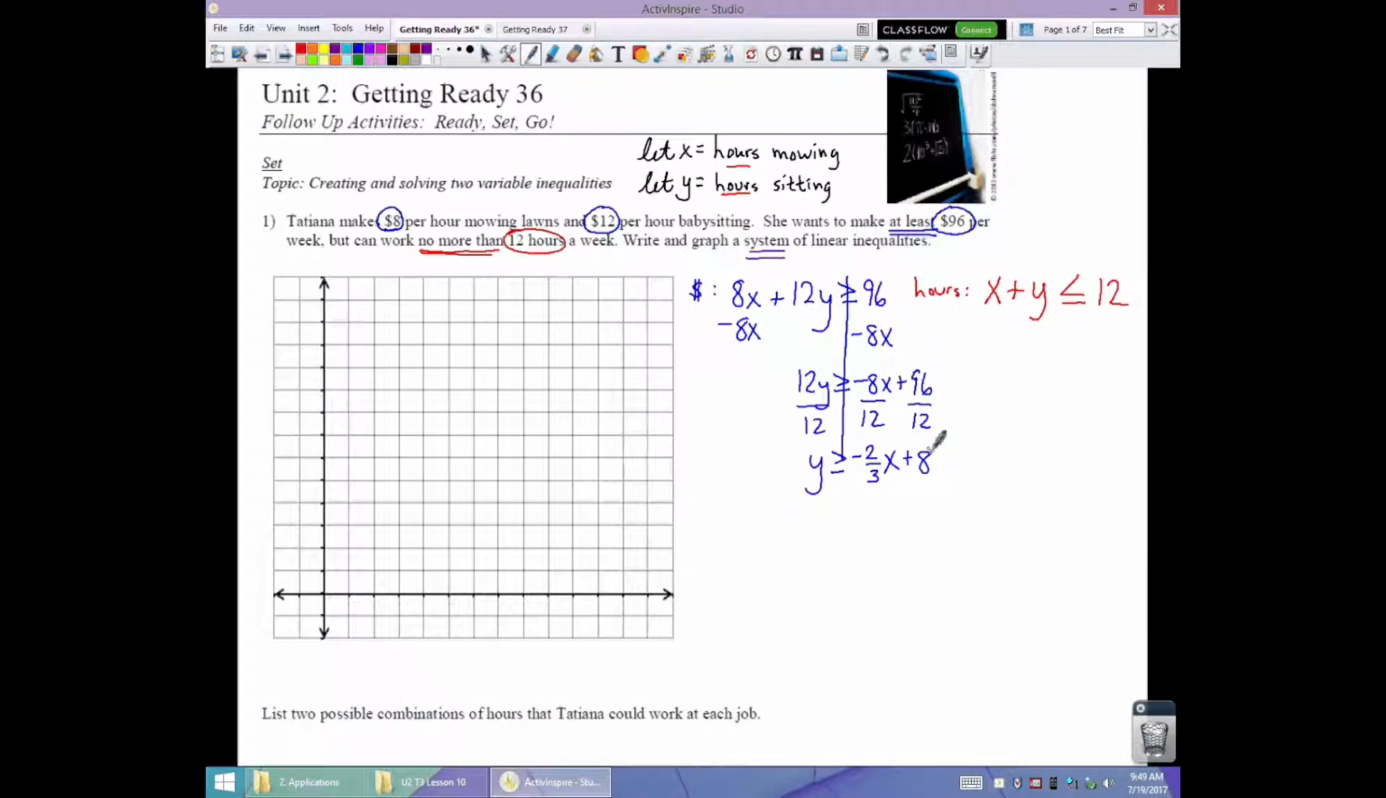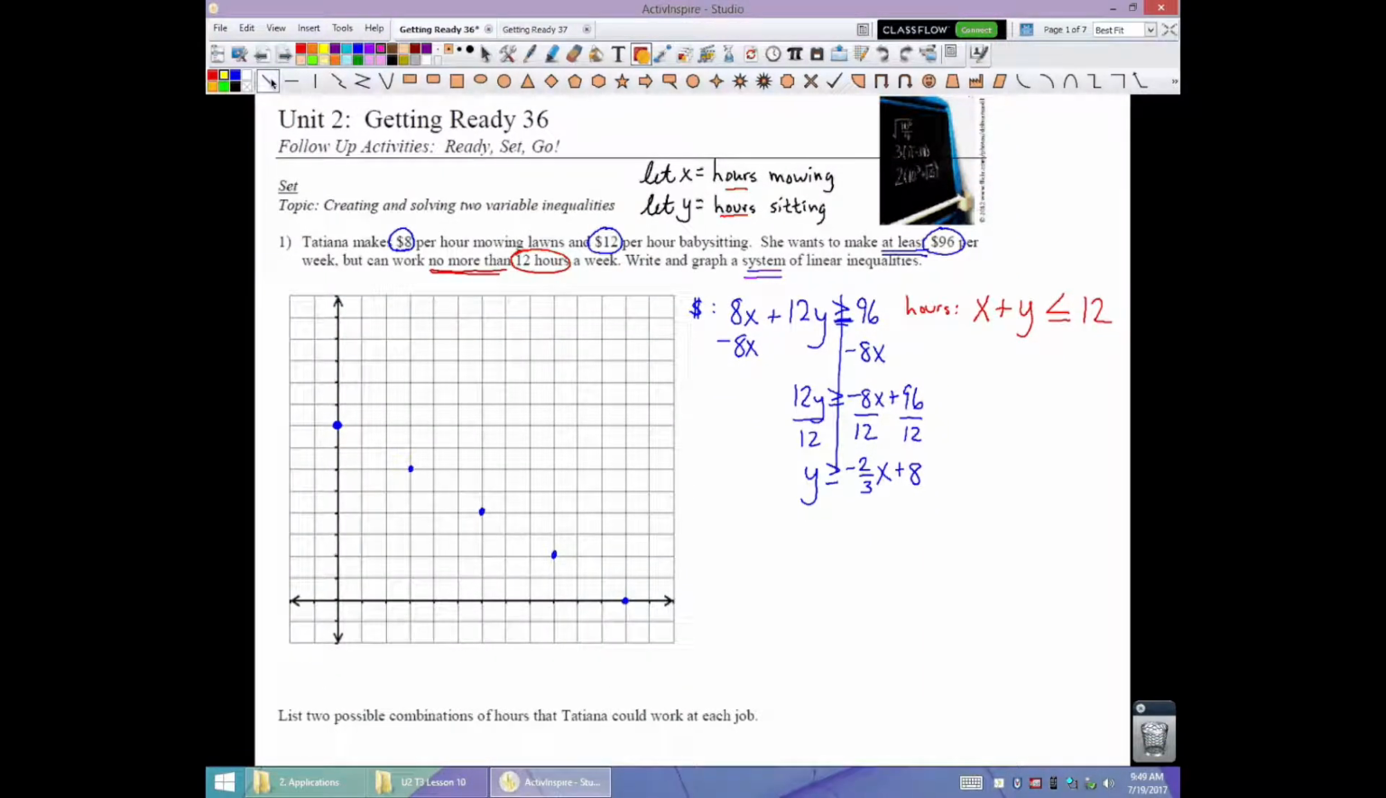All right, so this inequality has a y-intercept of 8. Let's see, 1, 2, 3, 4, 7, 8. And a slope of negative 2/3. So down 2, right 3. Down 2, right 3. Down 2, right 3. The line will be solid because this had an equal to under it. So we will make a solid line passing through these points.